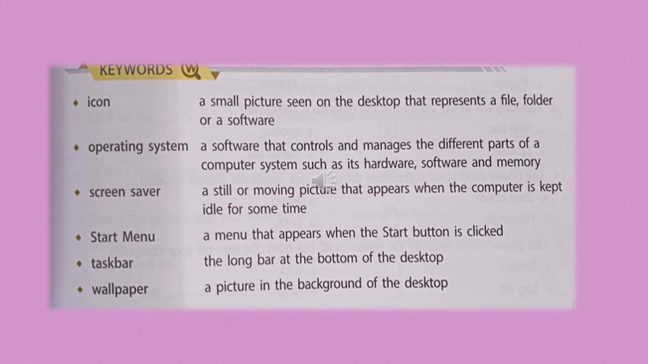Icon. A small picture seen on the desktop that represents a file, folder or a software. Operating system. A software that controls and manages the different parts of a computer system such as its hardware, software and memory.